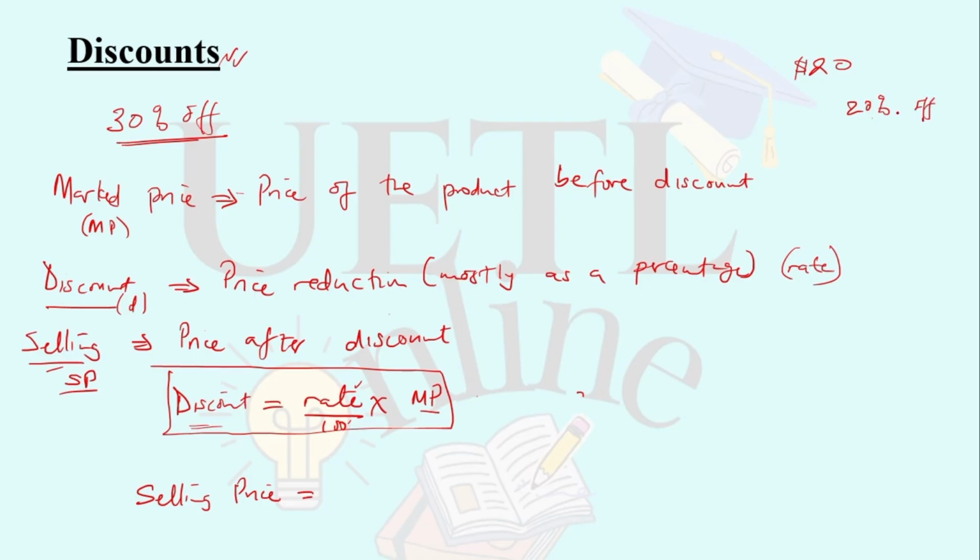This is what we call the discount, and this is what we call the market price. Now let's talk about the selling price. The selling price is the price we are going to take the product with, the price we are going to pay. To find the selling price, you just say the market price minus the discount. You find the discount, then take the market price and subtract the discount. These are the formulas you should remember.